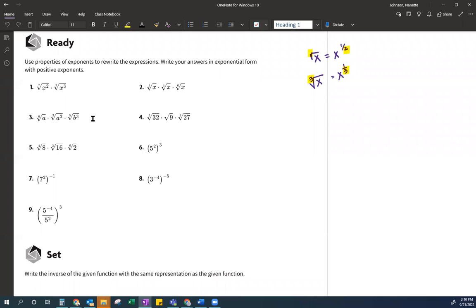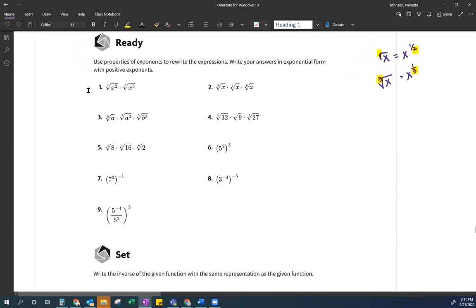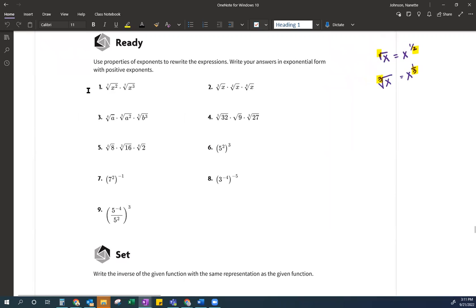Okay, so it says use properties of exponents to rewrite expressions. Write your answers in exponential form with positive exponents. So the very first question I'm going to go through, I'm just going to first rewrite it so that I have no more square roots. I'm going to scoot this off to the side and write right here. Okay, so this one says x to the 2/7.